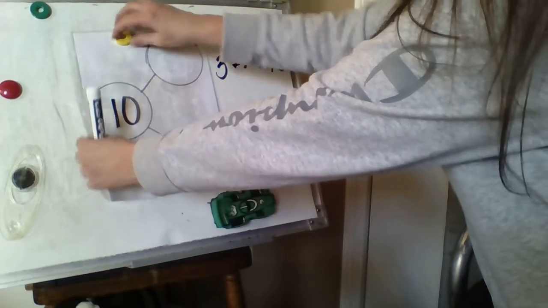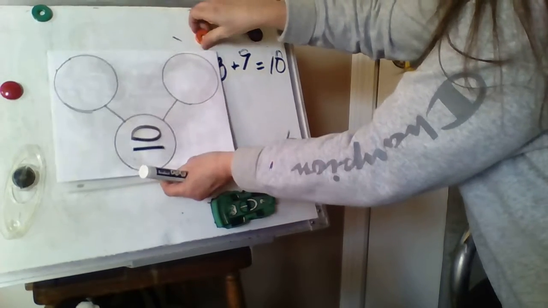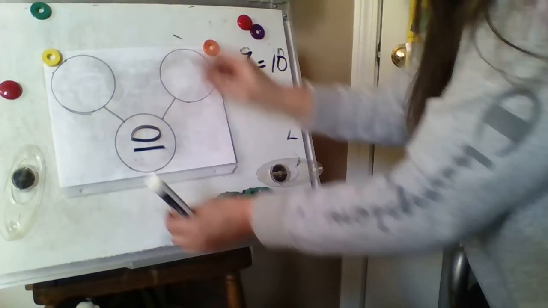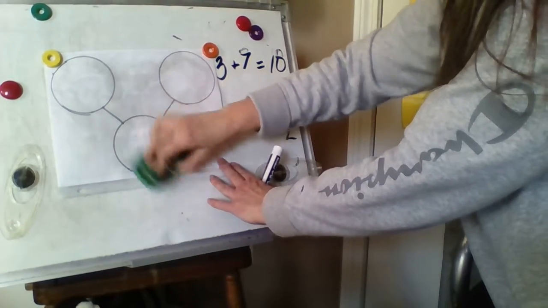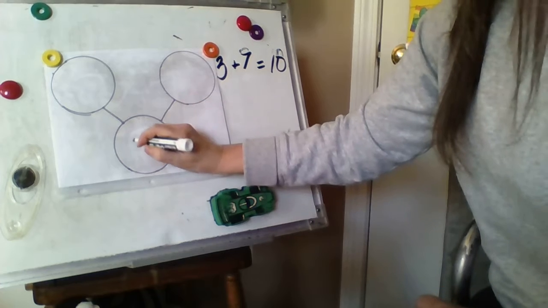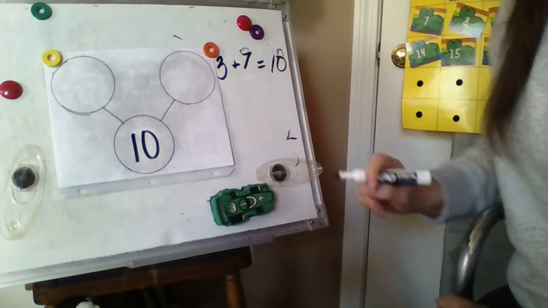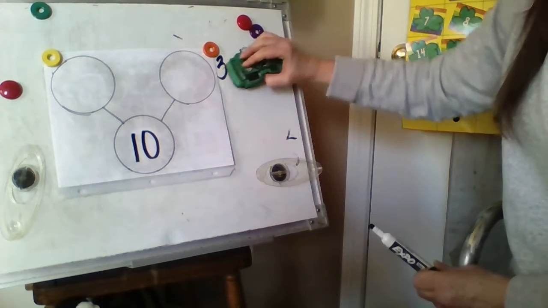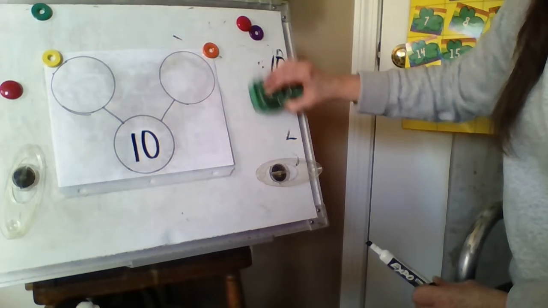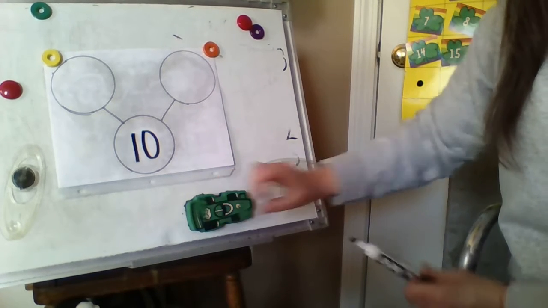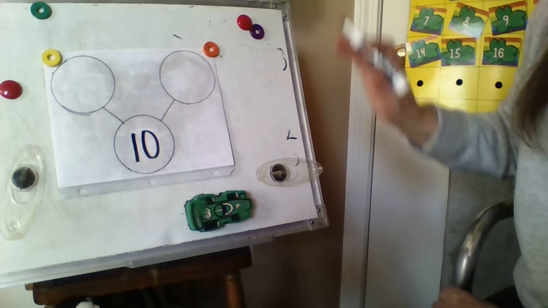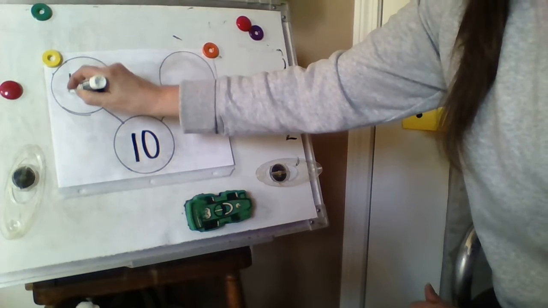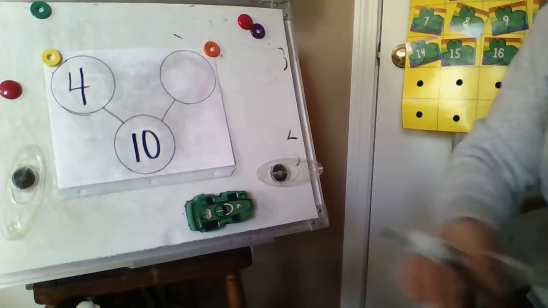What if I spin it again? Got to fix my 10 because it's not a 10 that way. The 10 does stay in that box though, doesn't it? Now, we did 1 plus 9. We did 2 and 8. 3 and 7. Ooh, we could do 4.